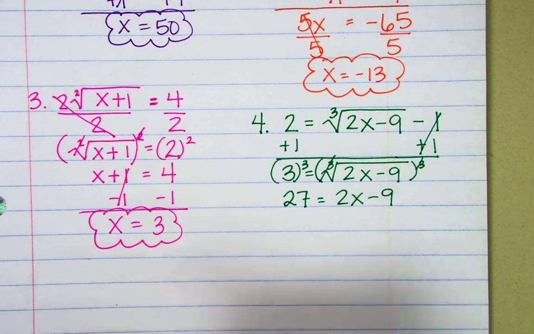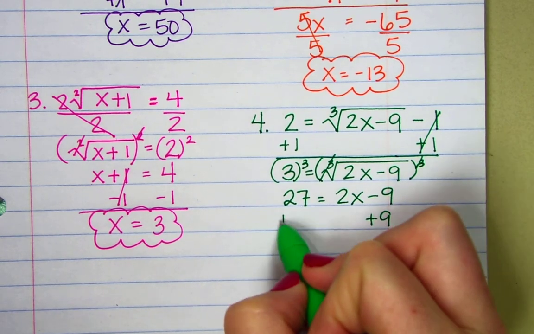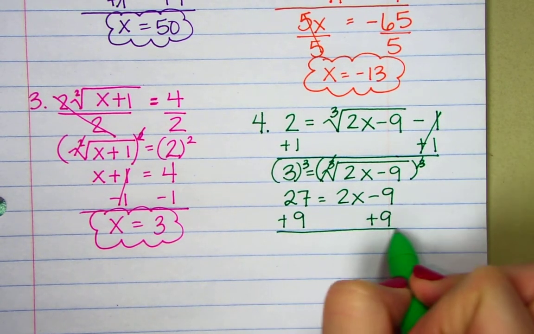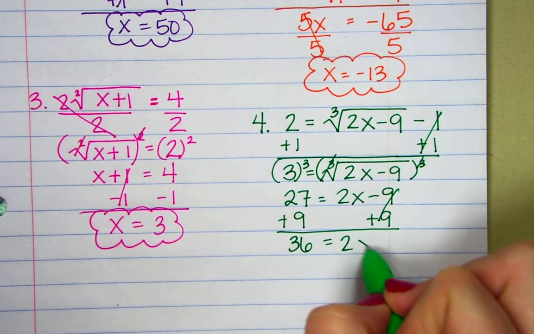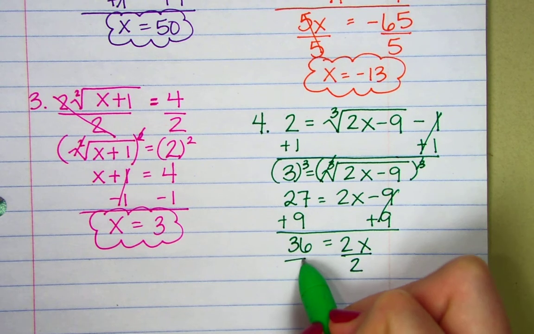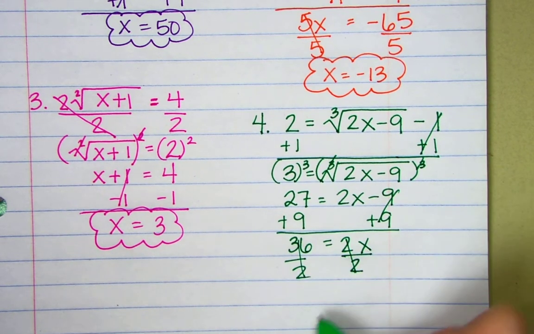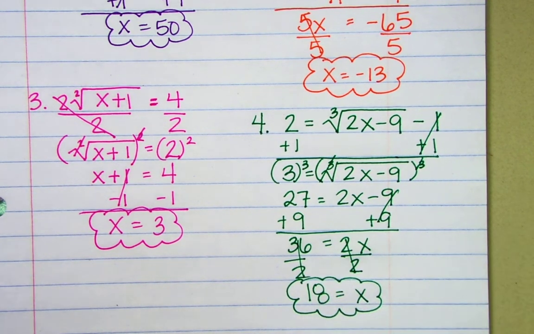Then I'm just going to solve like this is just a normal two-step equation from Algebra 1. Add 9. That gives me 36 equals 2x. Then last, I'll divide by 2. 36 divided by 2 is 18. All right, x equals 18 will be my answer on that one.